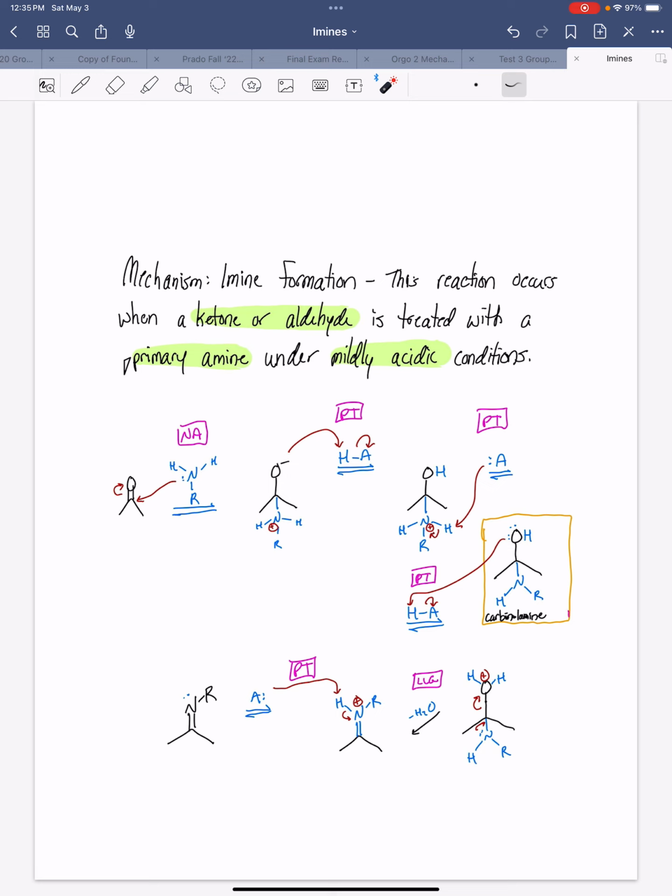So with this mechanism, we're allowed to start with a ketone or aldehyde, which is why I've got that highlighted. You're allowed to work with a primary amine. So here we're going to use an N attached to just one R group. You could also use NH3 here. And mildly acidic conditions just means if you need a proton in the name of balancing out charges, it's there.